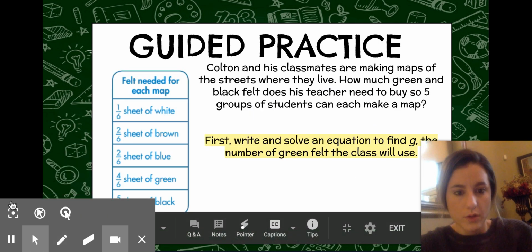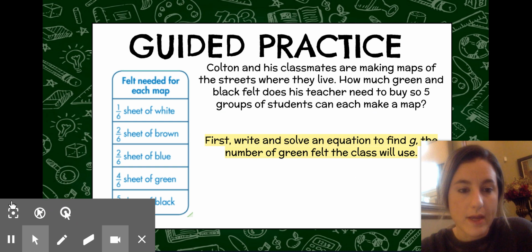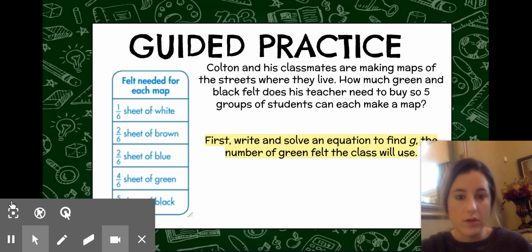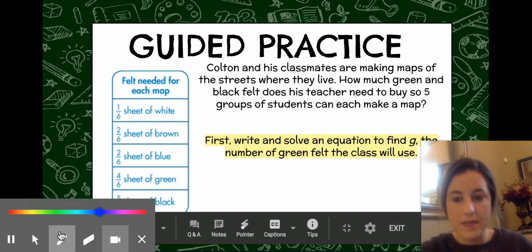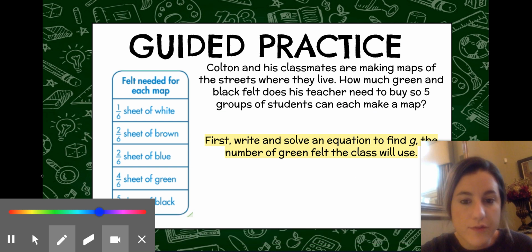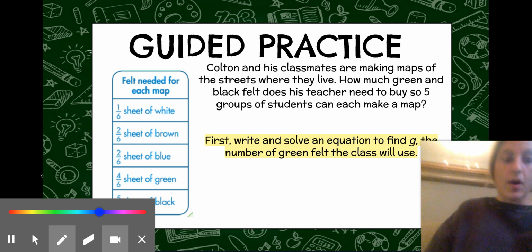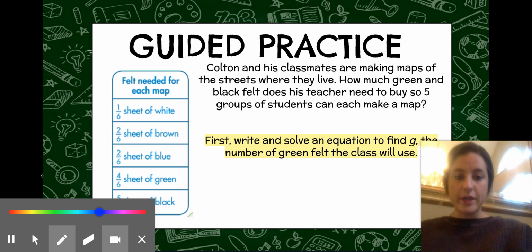Okay. Colton and his classmates are making maps of the streets where they live. How much green and black felt does his teacher need to buy so 5 groups of students can each make a map? Okay, so it says, first, write and solve an equation to find G, the number of green felt the class will use. So I want to find how much green felt they're going to use. So let me read again.